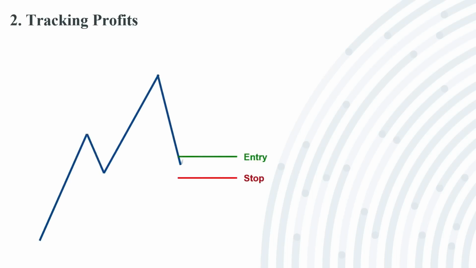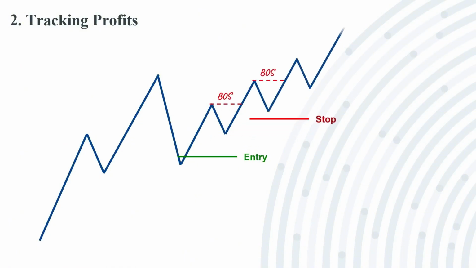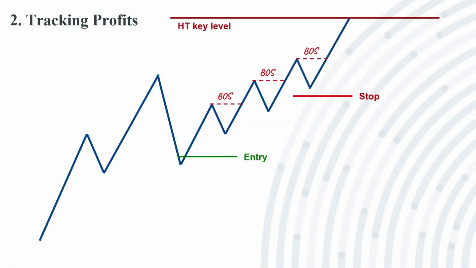Now let's continue with the second technique. In this strategy, we track our profits until they reach the higher time frame key level, which allows us to catch insane risk-to-reward ratio trades. In the bullish scenario, after entering the long position, every time the market breaks the structure to the upside, we reposition our stop a couple of pips below the new swing low. This way we can let the profits run until the price reaches the higher time frame key level, or makes a reversal.